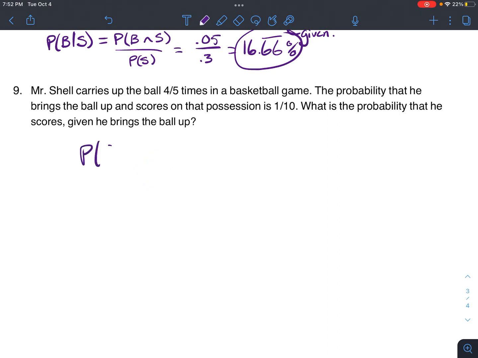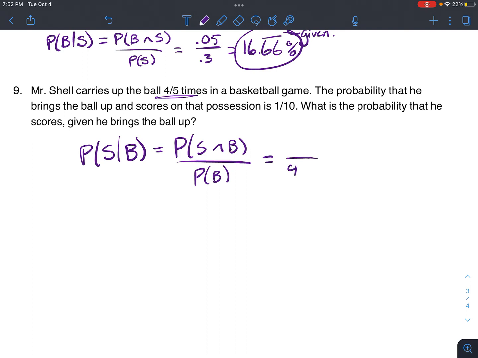Okay, so the probability he scores given he brings up the ball is equal to the probability he scores and brings up the ball over the probability he brings up the ball. So fairly easy. Michelle carries the ball 4 out of 5 times, so that's the probability he brings up the ball. And this is the probability he brings up the ball and scores. So 1 over 10 times 5 over 4 is 5 over 40, and that's 1/8.